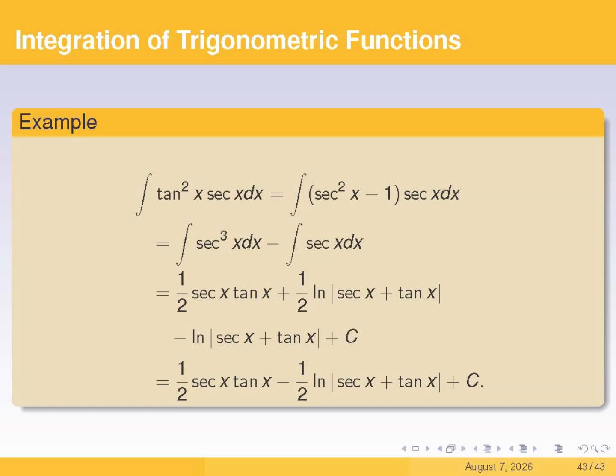According to the rule, by utilizing the identity tangent x squared equals secant x squared minus 1, we convert the integrand tangent x squared times secant x into a sum of powers containing only secant x, as shown on line 1. Then, we split it into 2 indefinite integrals involving powers of secant x, as shown on line 2. Finally, by applying the previously evaluated indefinite integrals of powers of secant x and simplifying through algebraic operations, we obtain the mathematical expression on the last line.